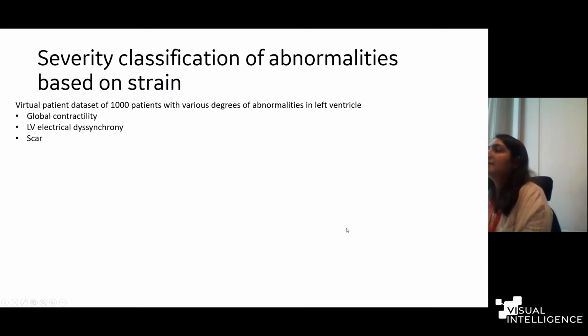The first one is the severity classification of abnormalities based on strain. So I started working on a virtual patient data set that was simulated using a tool called CircAdapt. This was work done by our colleagues at Maastricht University. So the connection between our work and theirs is that the output of their work is the input data for the work that we are doing here. It was a virtual patient data set of 1,000 patients with various degrees of abnormalities in their left ventricle. These abnormalities were related to the contractility, the contraction of the heart as a global for the whole left ventricle, the left ventricle electrical dyssynchrony, and the scars.